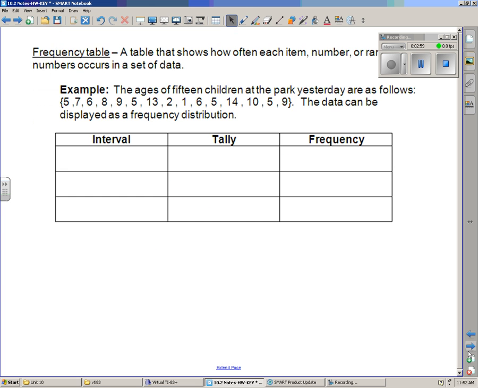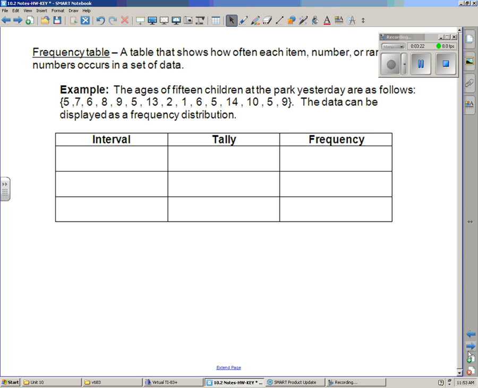Okay, so where we get to next is frequency tables. So that's a table that shows how often each item, number, or set of numbers occurs in the set of data. So here's the example. The ages of 15 children at the park yesterday are as follows. They give you 15 different ages. The data can be displayed as a frequency distribution.